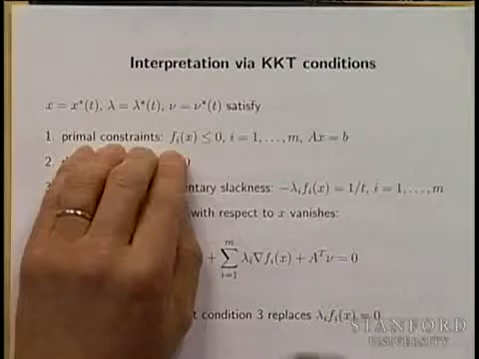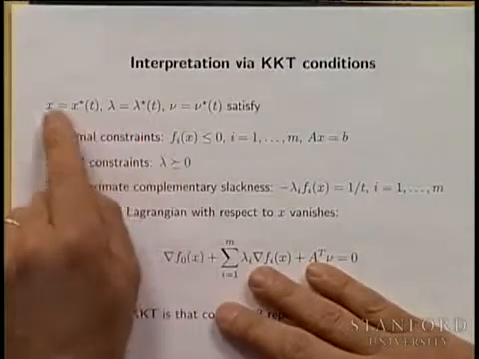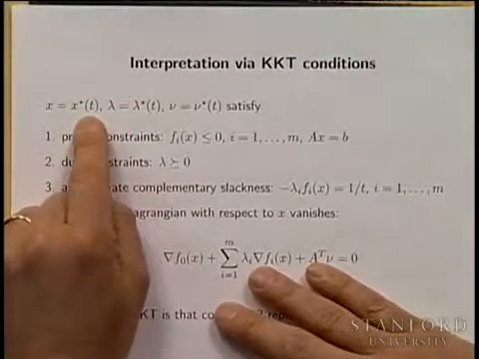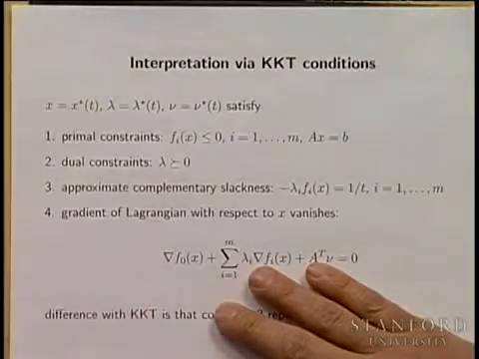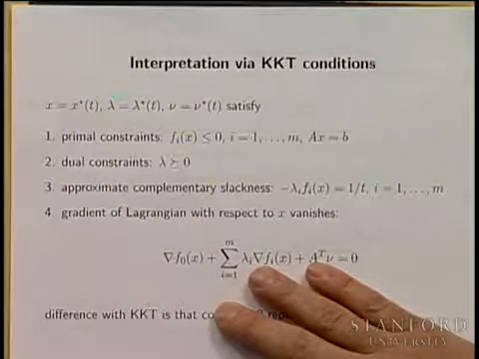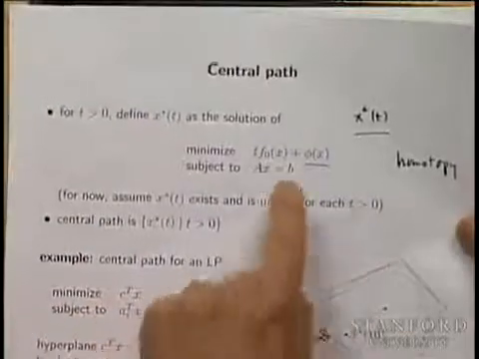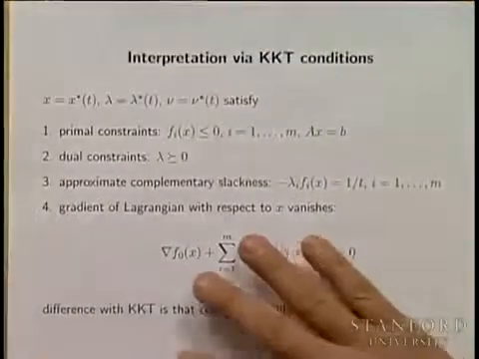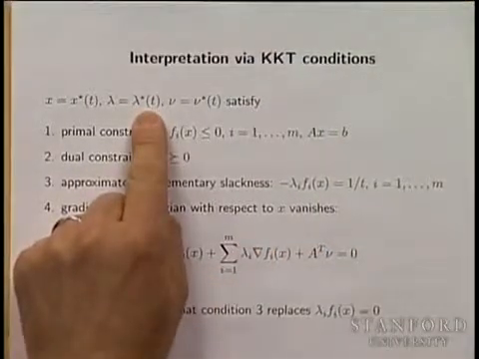Okay, all right, so let's actually interpret this via KKT conditions, because you can. You can actually interpret it lots of other ways. Here's another one, and this one is also quite cool. Let's take this as the point on the central path. So x star of t solves this problem here. Lambda star is the lambda defined by that.